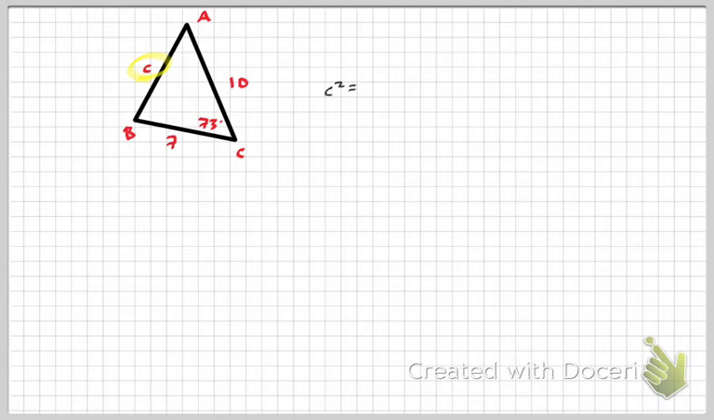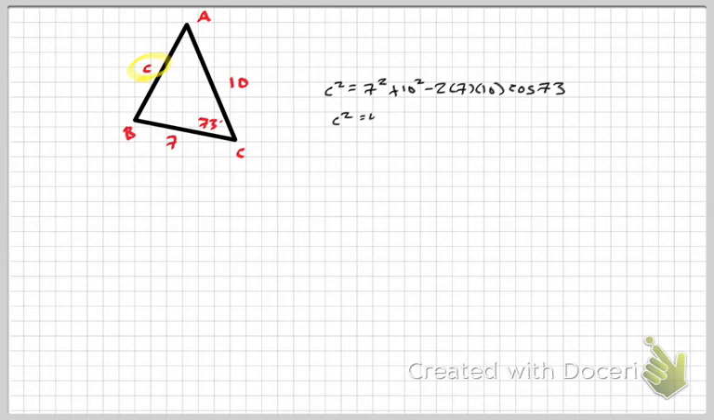C squared equals, it doesn't matter what order I put these sides in, 7 squared plus 10 squared minus 2 times 7 times 10 times the cosine of the angle that's opposite the side I'm trying to find. So the cosine of 73.